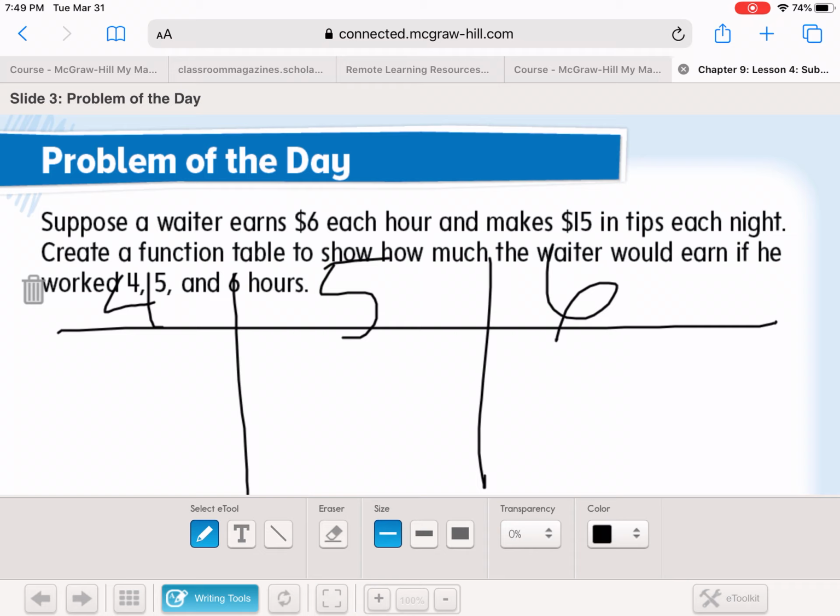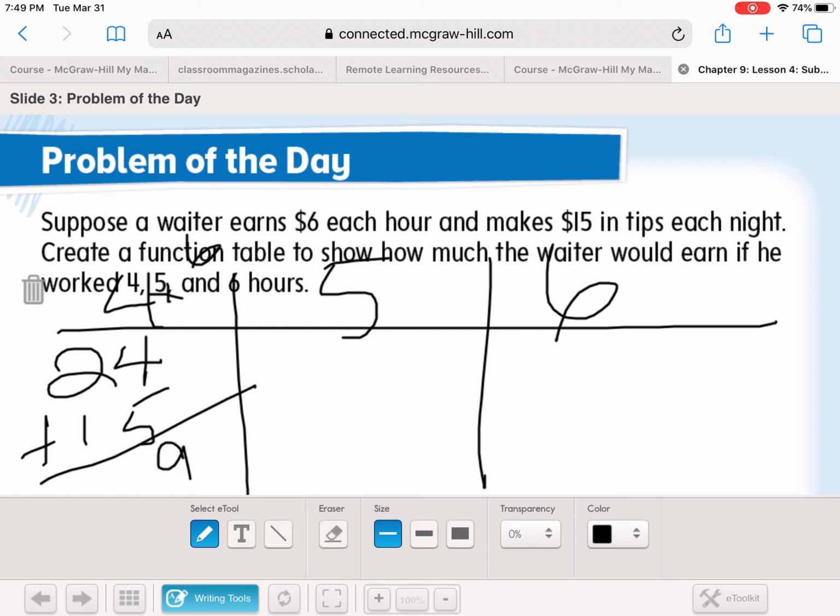Okay, let's look at it. So if he works for $6 an hour and makes $15, I know that 4 times 6 is 24 plus 15. So he's going to make $39 for 4 hours. So again, I'm going to do 5 times 6, which is 30, plus my 15.